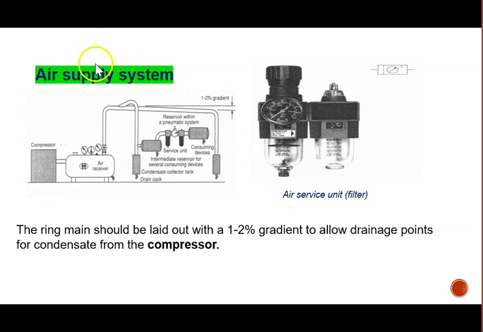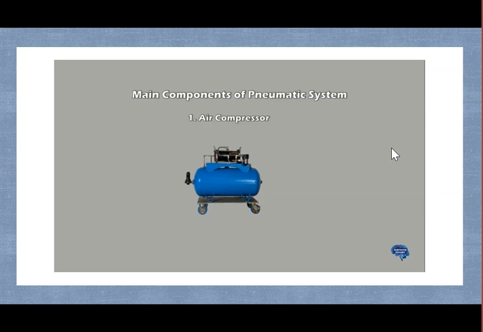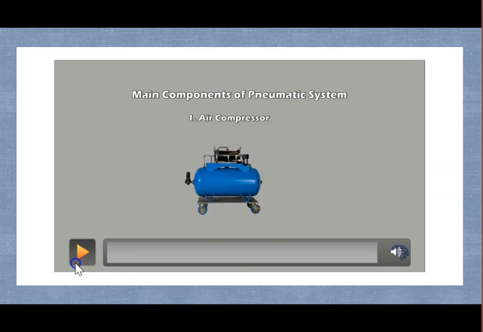And we start with the air supply system. Okay, so we need an air service unit to make sure that when the air is received from the compressor, it goes through the air service unit, and this is the symbol. And during the design of the pneumatic circuit, we will use this symbol. Okay, let's look at the video on the compressor.